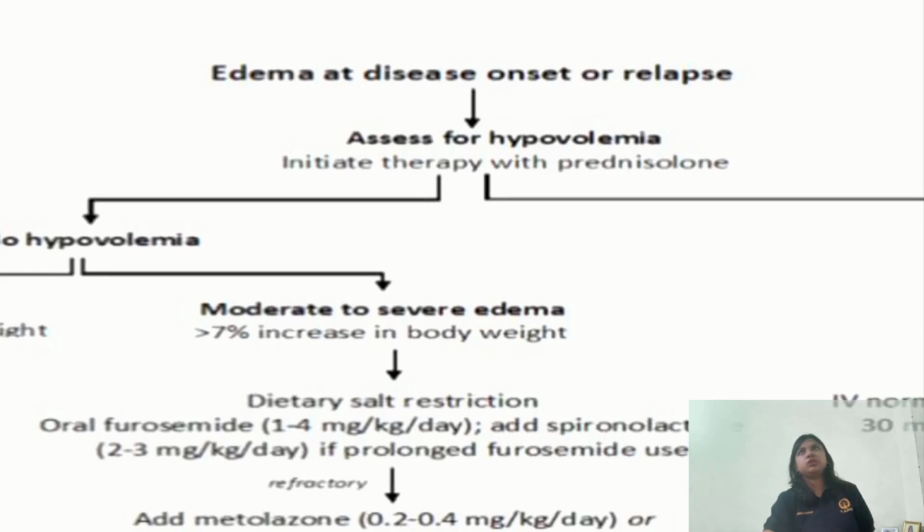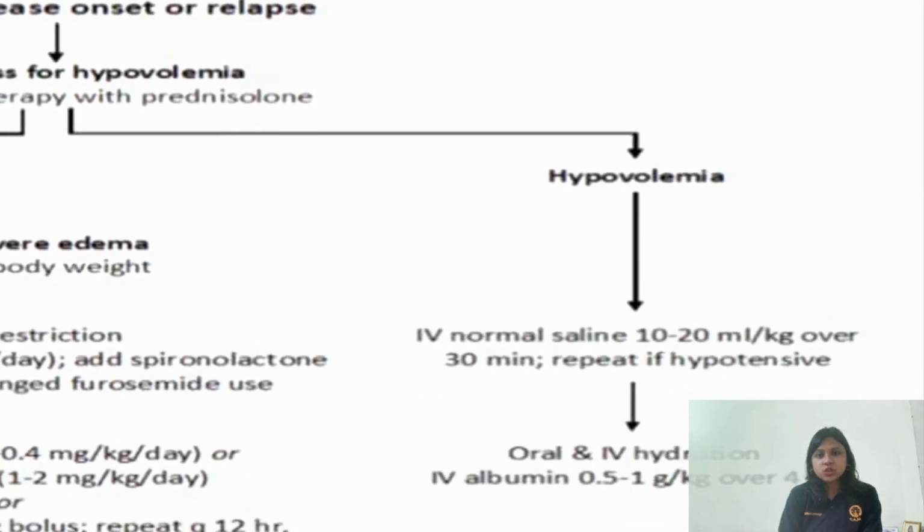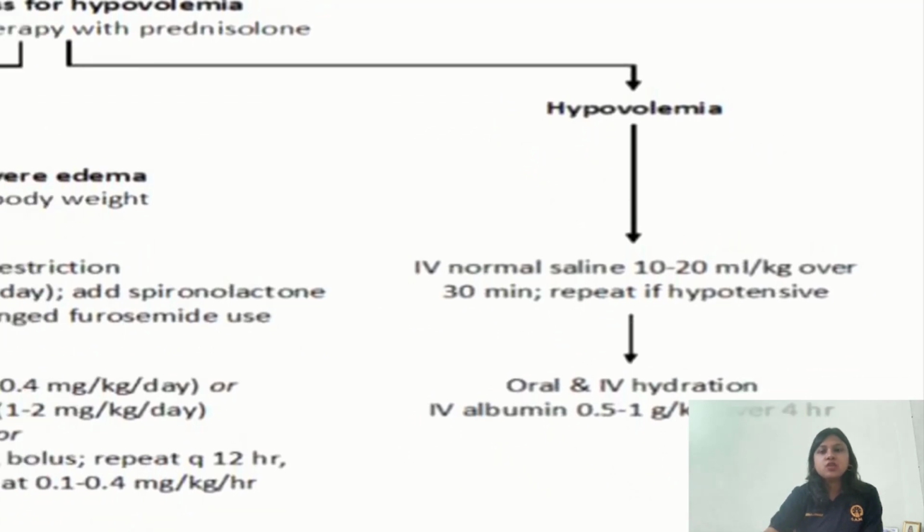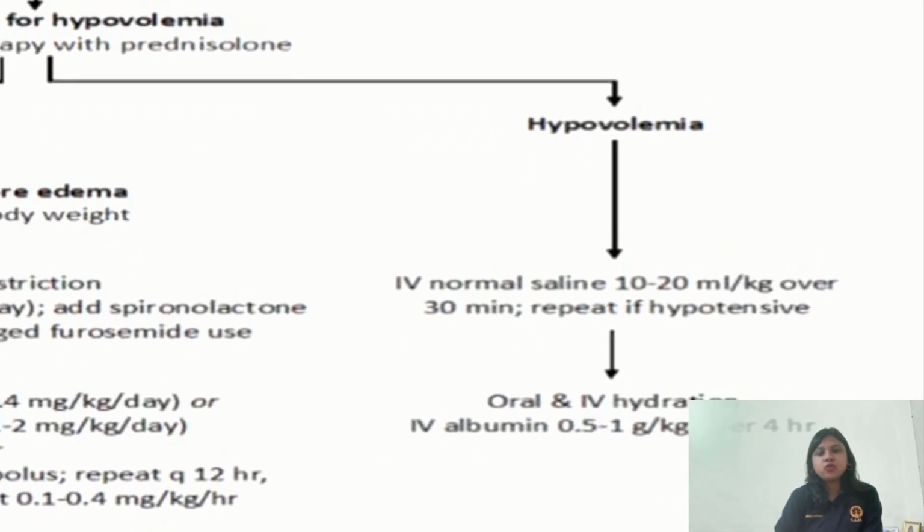This is how you assess hypovolemia in an individual, and in intensive care we usually see the IVC collapsibility index to judge the hypovolemia. Suppose you see in your question paper that the pulse volume is poor, capillary refill time is delayed, low blood pressure, nausea, vomiting, lethargy, poor feeding, that means the volume status is low. You have already initiated therapy with prednisolone. If the volume status is low, then we look at this flowchart: a child with edema and nephrotic syndrome with low volume status or hypovolemia.